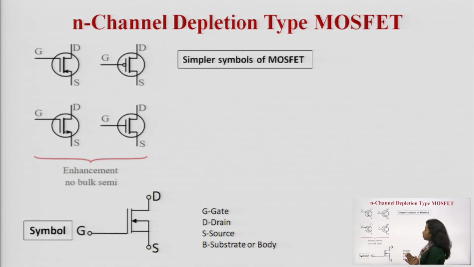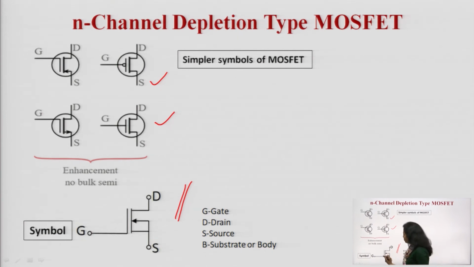You would like to understand the symbols. You can see these are the simplified symbols for N and P. Most commonly you will find this particular symbol. Here you can see the arrow is inward. You are drawing for N channel depletion type, arrow is inward. Current flows from source to drain. That is what, when I am going to explain the working of this, you will be able to understand.